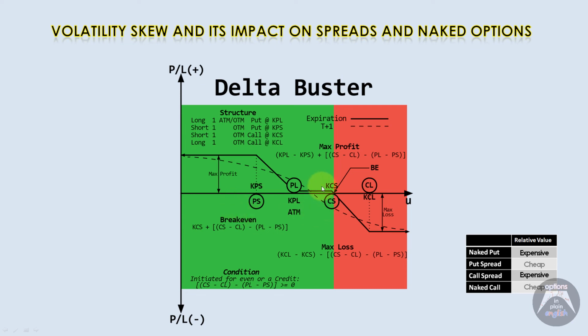But check this out. You should do it for 0 or a credit. So the position should be initiated for even or for a credit. But check this out. Usually, if you do it right at the money and you buy the put spread and then pay for it by selling the call spread, you're going to get a credit. So you can afford to push your call spread further until they equalize, until what you're paying for the put spread equals what you're getting from the call spread that you're selling.